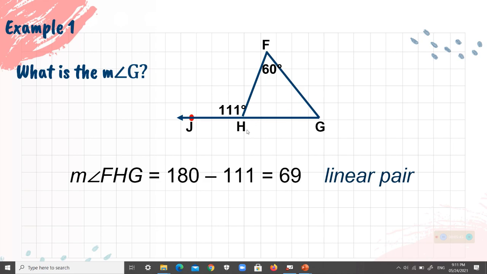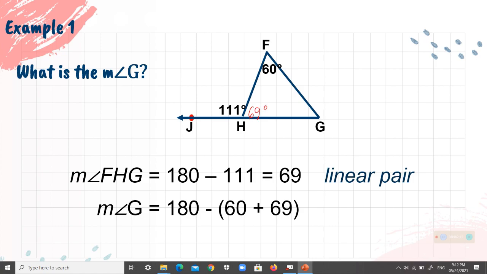Okay? So we have to take note that the measure of angle FHG, this one, is equal to 180 degrees because these two angles form a linear pair. So that's why you will have 180 minus 111 is equal to 69. So we may say that this is equal to 69 degrees.